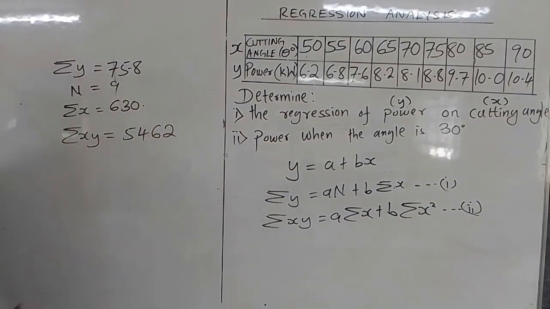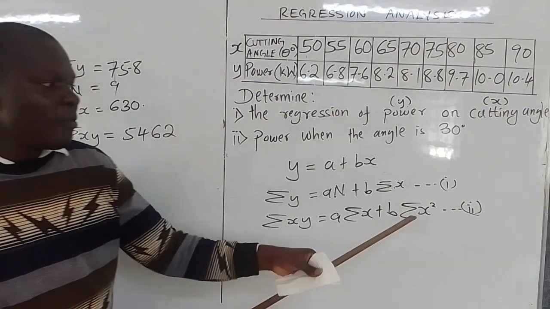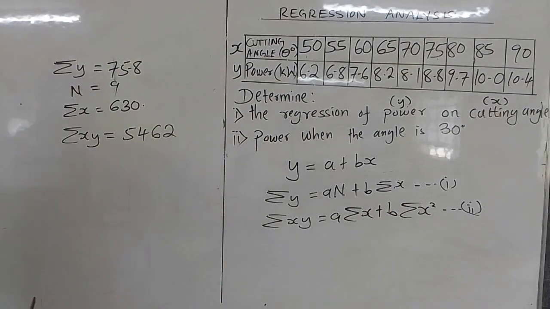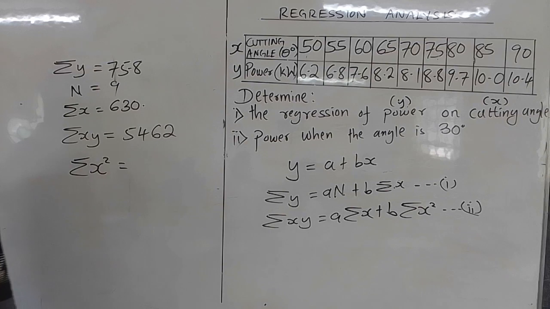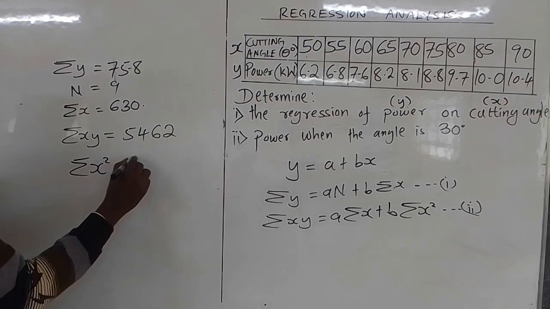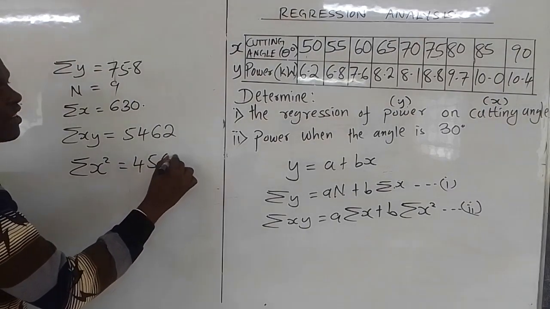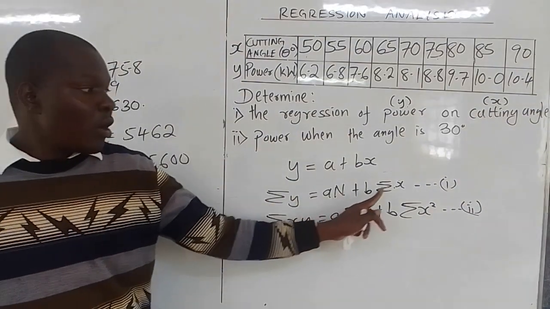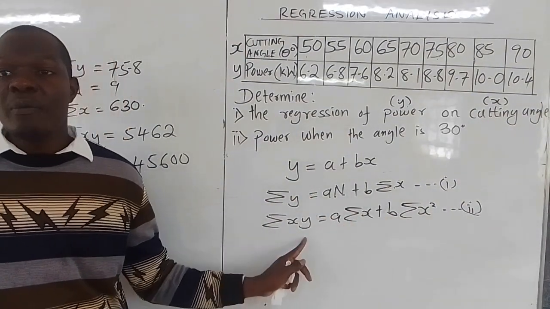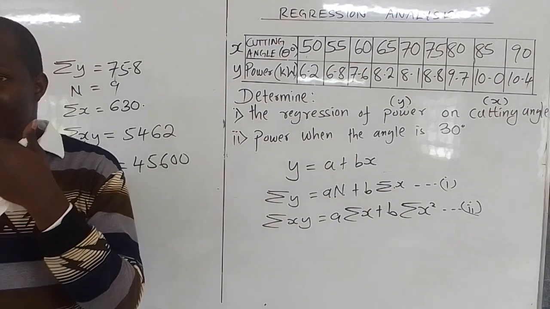Then the next one is summation of x. We already have it, isn't it? Then the next one is summation of x squared. Go to the options there again and select summation of x squared. What do you get? 45,600, isn't it? See, you've now found all of them. You can now substitute them to have your two simultaneous equations, isn't it?